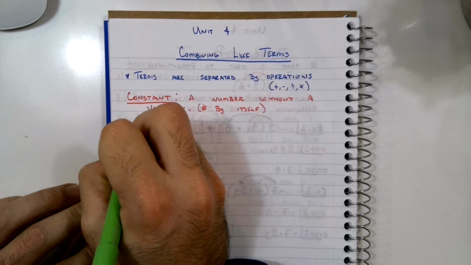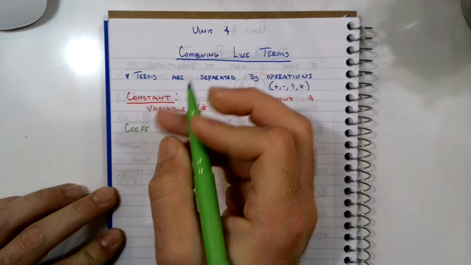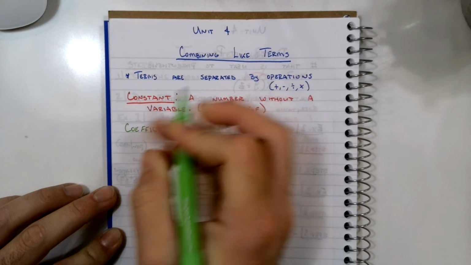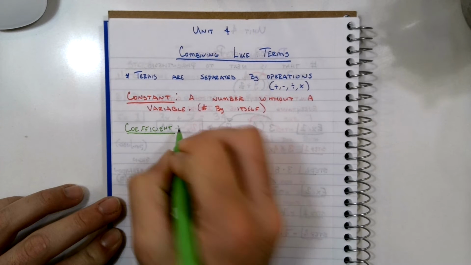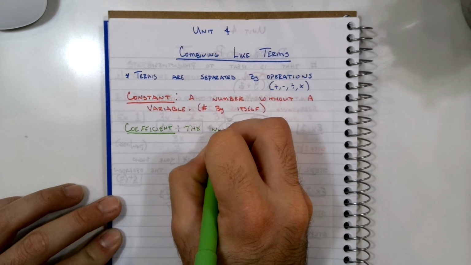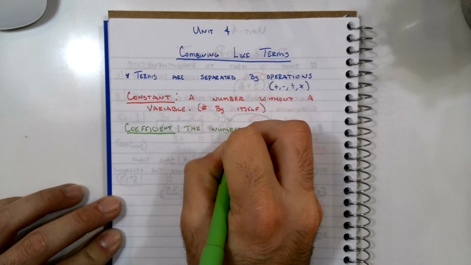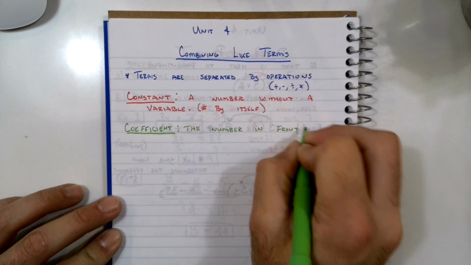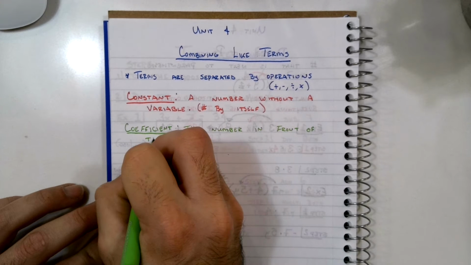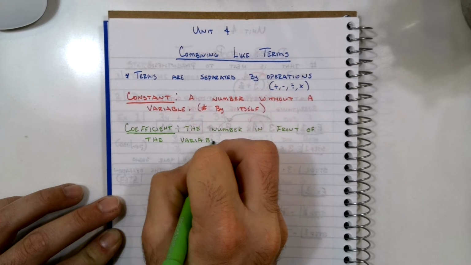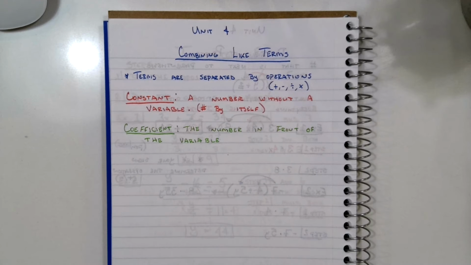A coefficient, and I'm probably going to spell this wrong, so I'm sorry. Coefficient. I'm a math teacher, not an English teacher, but it's okay. This is the number in front of the variable. Okay, that's your coefficient, the number in front of the variable.